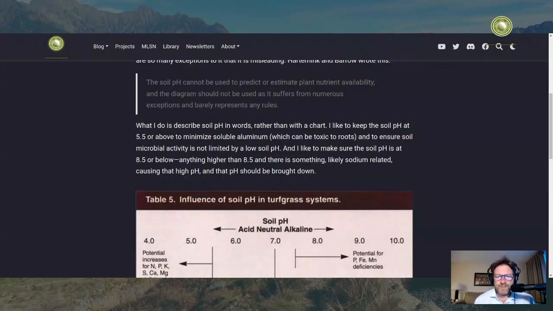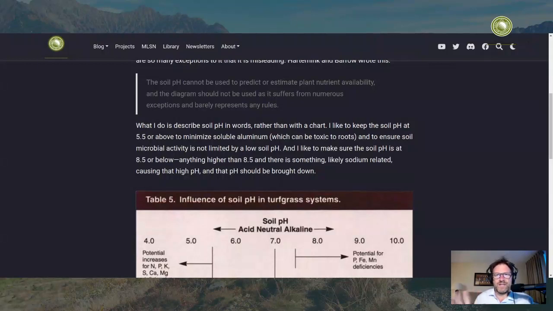So above 5.5, it's a safety zone. And then I like to make sure the soil pH is at 8.5 or below. The reason why is that if the soil pH is higher than 8.5, there's some unusual source of alkalinity, and that source of alkalinity is almost certainly related to sodium. There must be some issue, something strange going on in that soil, and that should be investigated, and the soil pH should, if possible, be brought down. So I like to just describe in words those 3 things.